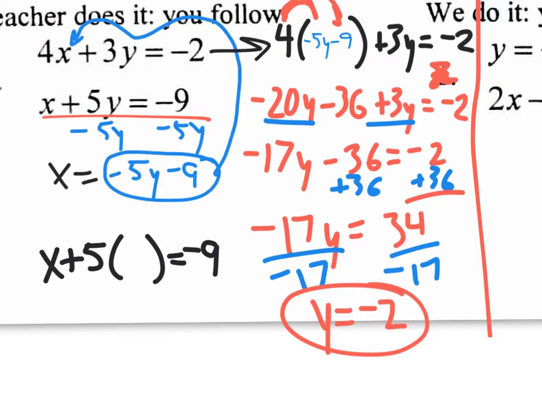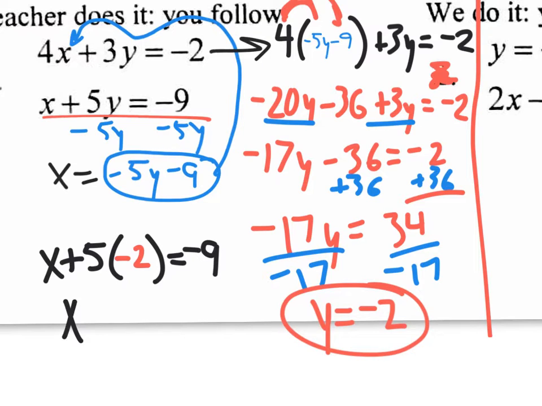Now why didn't I write the y right here? I put parentheses because y equals negative 2. So I'm going to plug in that negative 2 right in there.